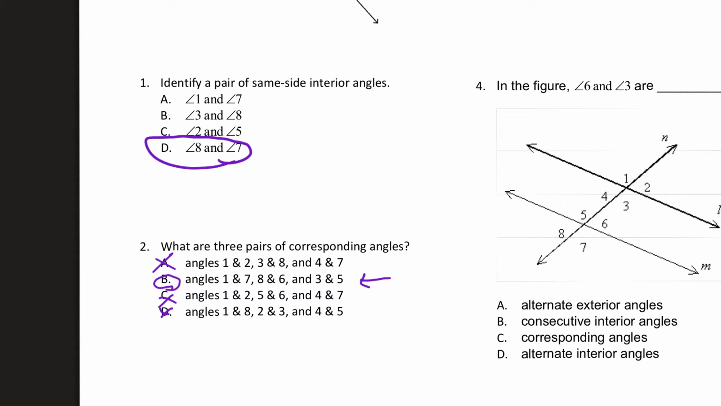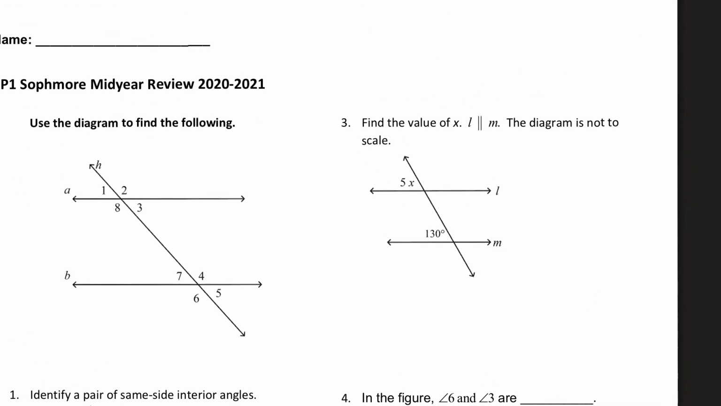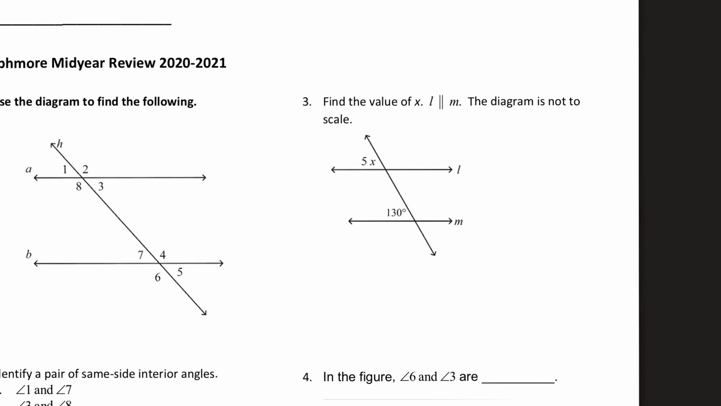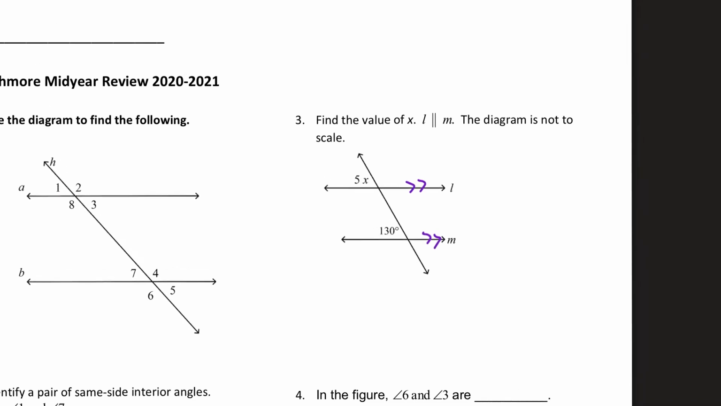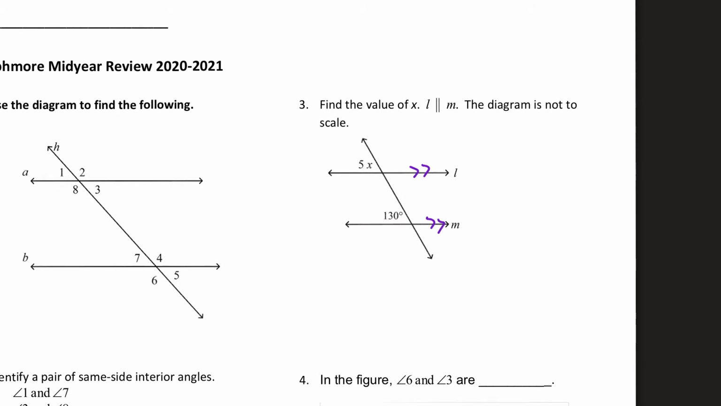Okay, let's move up to number 3. Find the value of x. L is parallel to M. I'll put an extra couple of arrows in here so we can see that they're parallel. The diagram is not to scale, that's fine. We weren't going to use a protractor anyways. Okay, so 5x is here, and then 130 is there.